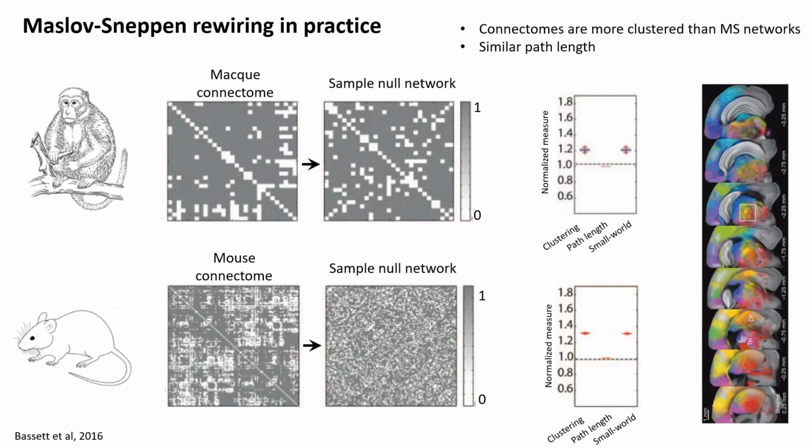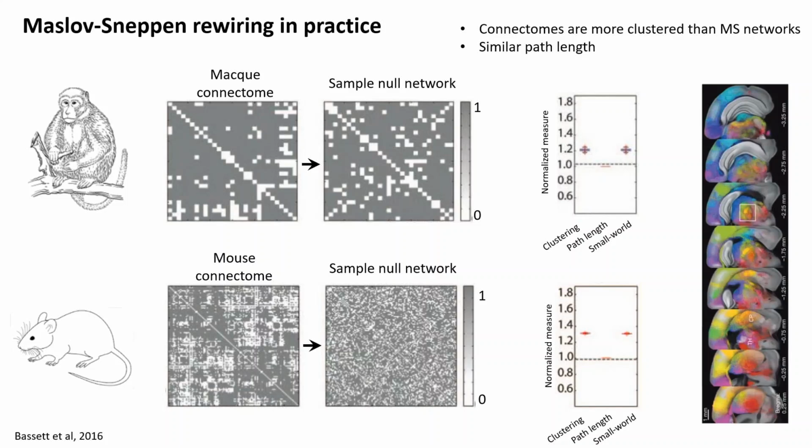So here's an example of Maslov-Sneppen rewiring in practice. Here I'm considering the macaque connectome and a mouse connectome. The one on the left here is the empirically measured connectome. I've then shown a sample of a null network. This was generated using Maslov-Sneppen rewiring. And on the right there, I've shown the ratio of three measures: the clustering, the path length, and small worldness.